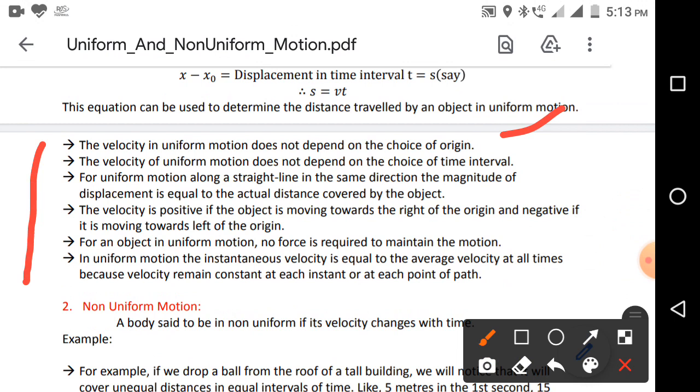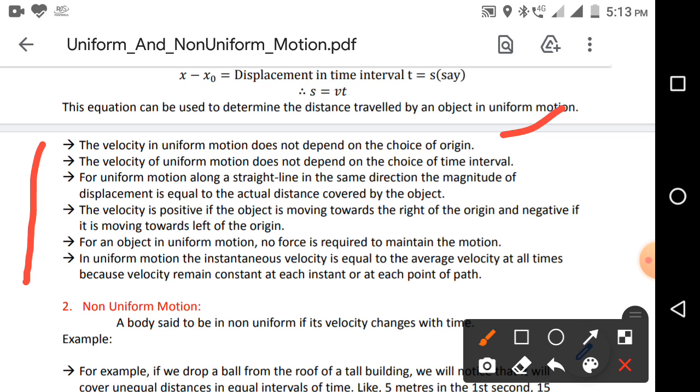If the origin shifts, it doesn't make any difference, because displacement does not depend upon shifting of origin, so velocity also will not depend. Then, the velocity of uniform motion does not depend upon the choice of time interval. Very true, it will not depend upon the choice of time interval.